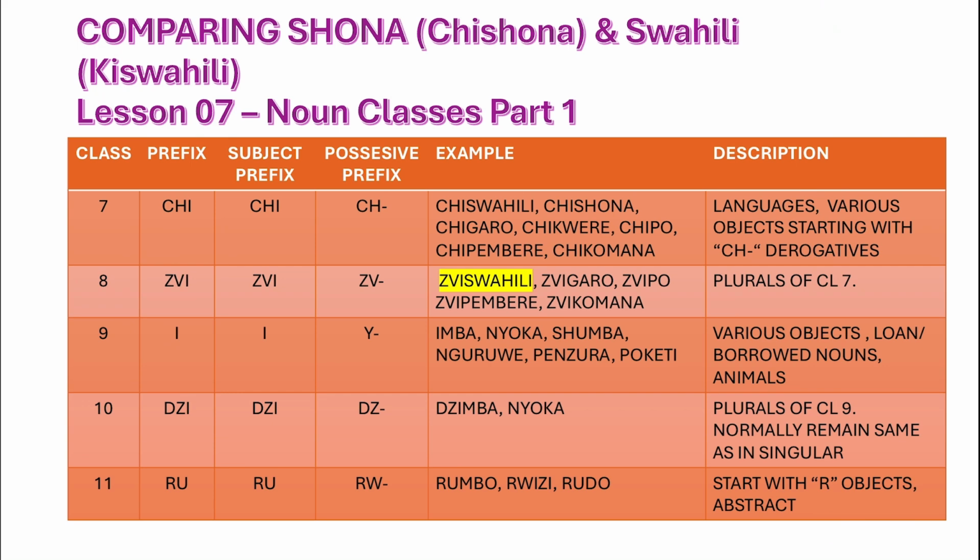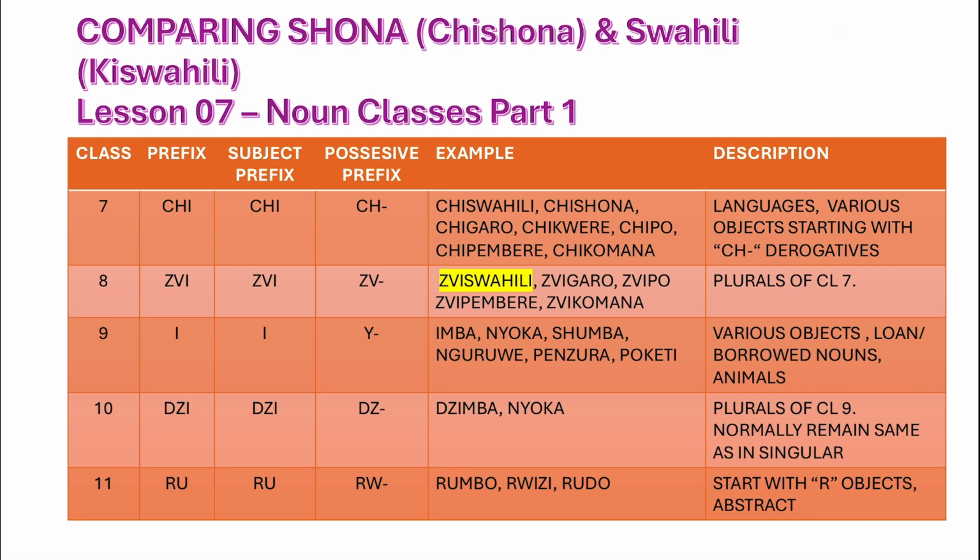Class 9 and 10, the N class. This class contains various objects, loan or borrowed words, and also some animals. Let's look at examples. Imba will be a house. Nyoka is a snake. Shumba is a lion. Nguruwe is a pig. Borrowed words or loan words. Penzura is a pencil. Pockety is a pocket.